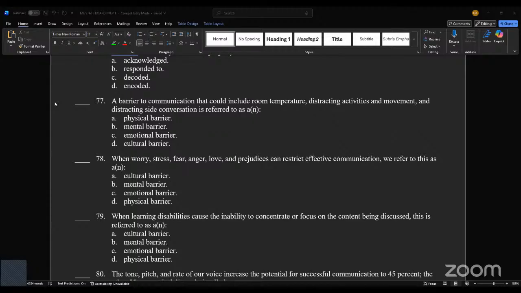But coming back around to number 77, let's look at our answers. It's A, physical barrier. Okay. 78, when worry, stress, fear, anger, love, prejudices can restrict effective communication, we refer to this as C, emotional barrier. Okay. Those are emotions.